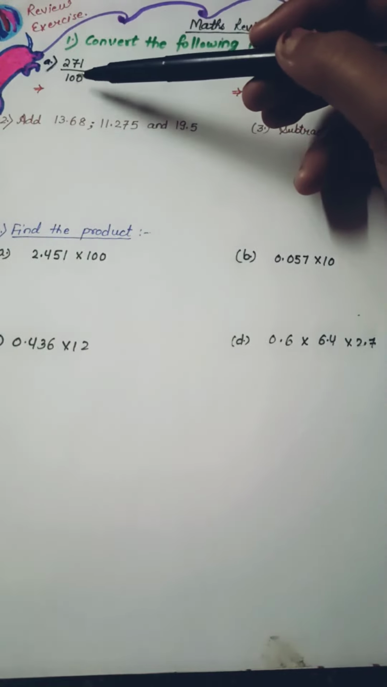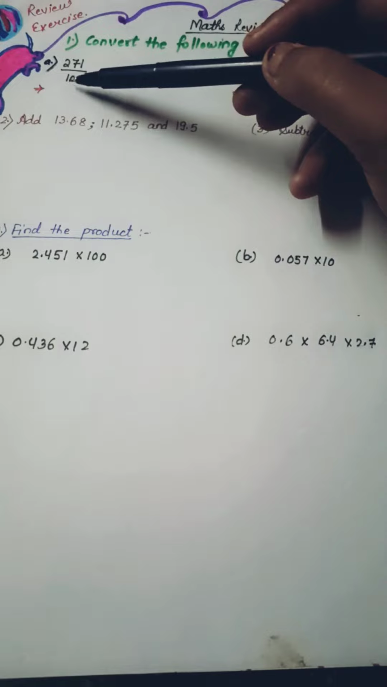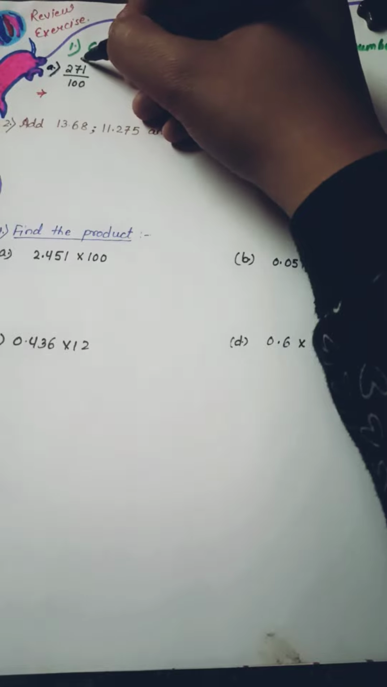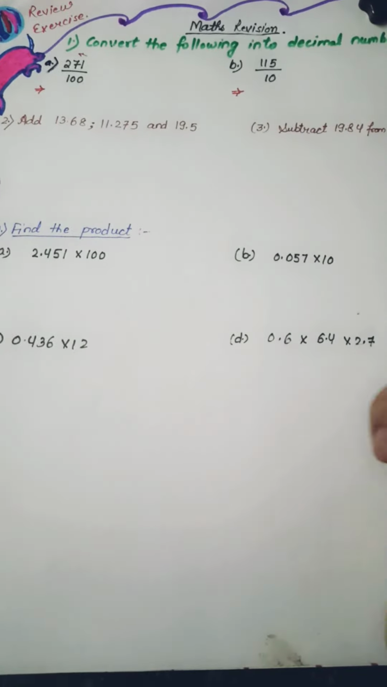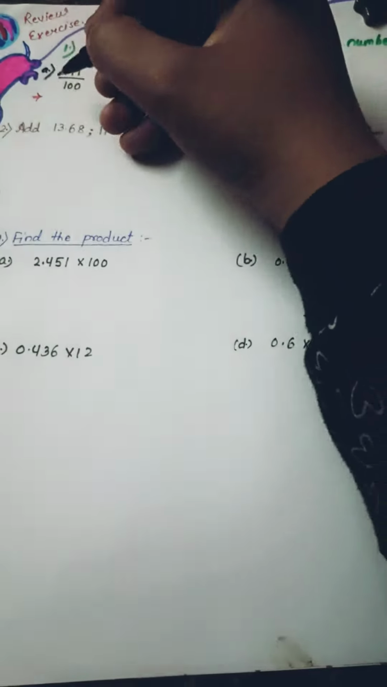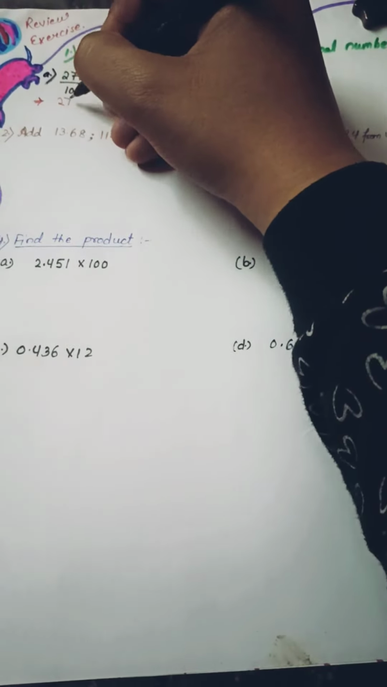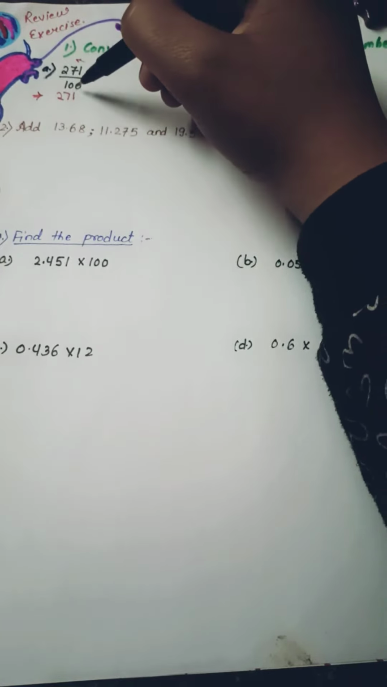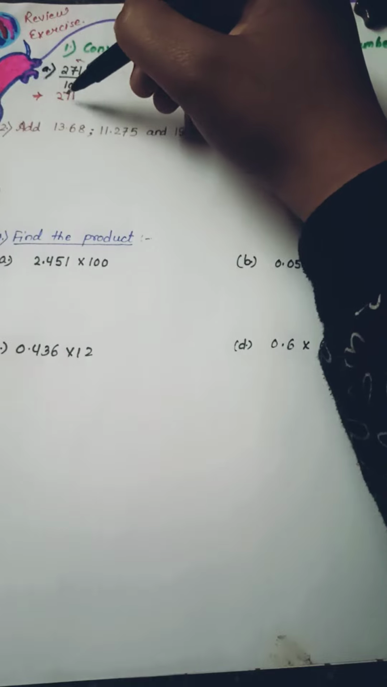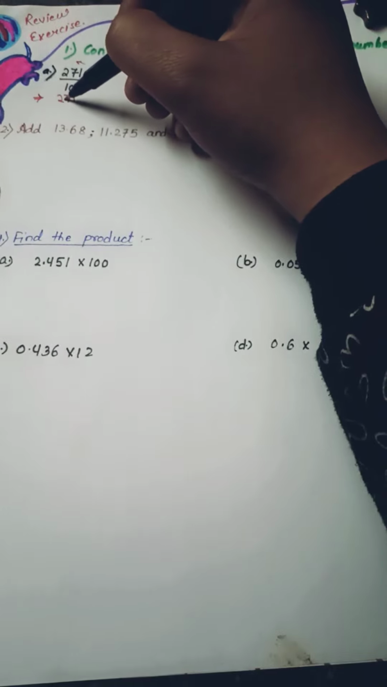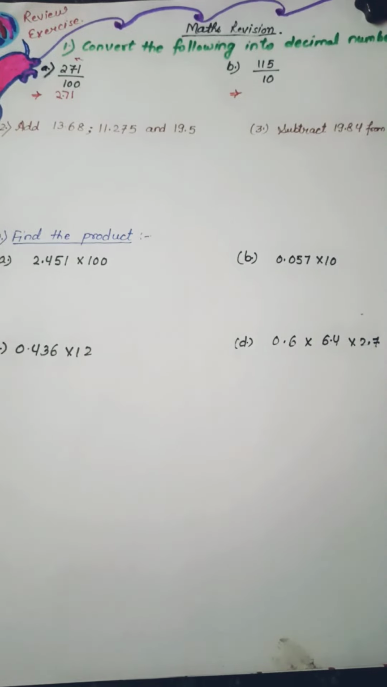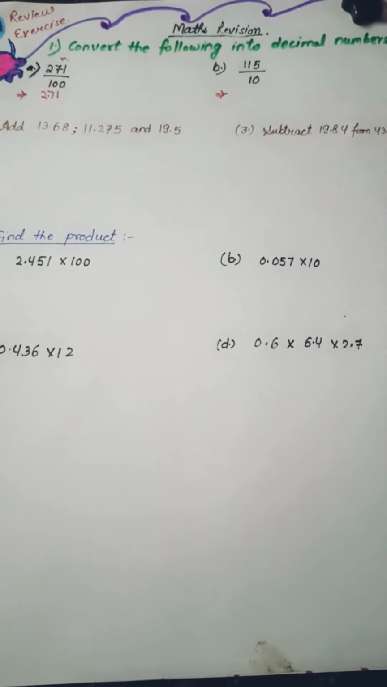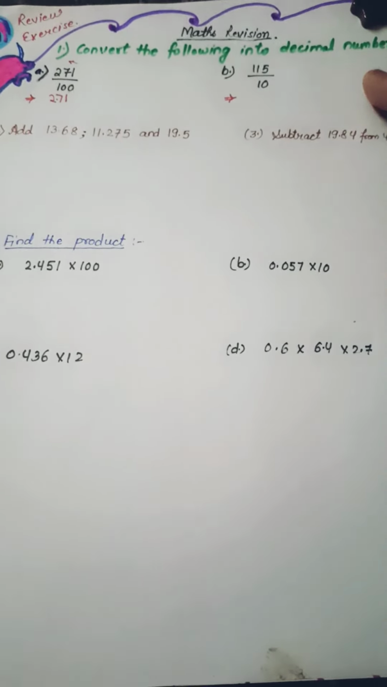And what is the rule to convert it to decimal form? The number of zeros that we have in the denominator, beginning from the right hand side in this number. First of all, just write down the number 271. Okay, then how many zeros are there? Two zeros. So beginning from the right hand side, after two digits we will place the decimal. So this is how we have converted the fraction into decimal form.